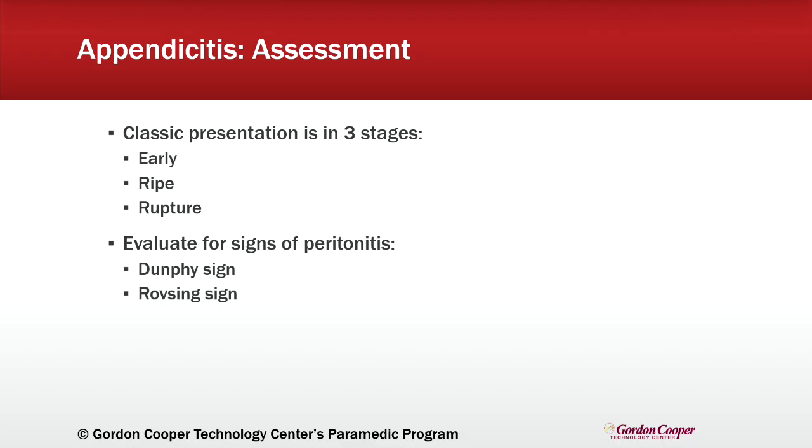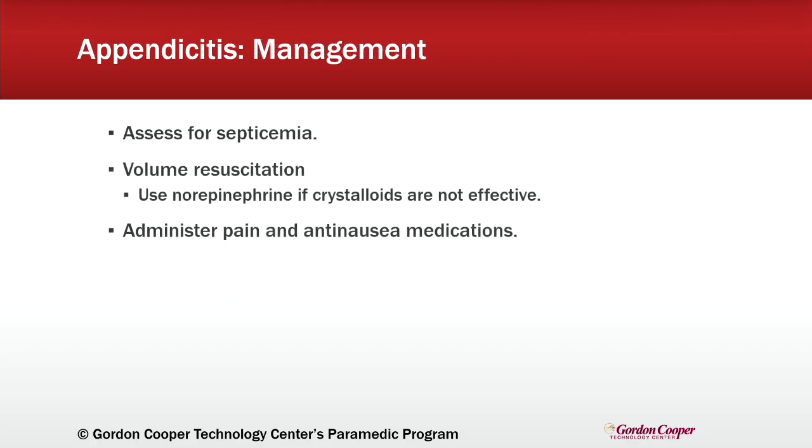If they have severe right lower quadrant pain when coughing, that's the Dunphy sign. And the Rovsing sign is pain in the right lower quadrant when the left lower quadrant is palpated. So look for those signs. They can kind of help narrow things down. But clearly, in your assessment, if you notice that they're septic and they're getting shocky and those kinds of things, it doesn't really matter what's causing it. They need to be transported and treated, and they need definitive care.